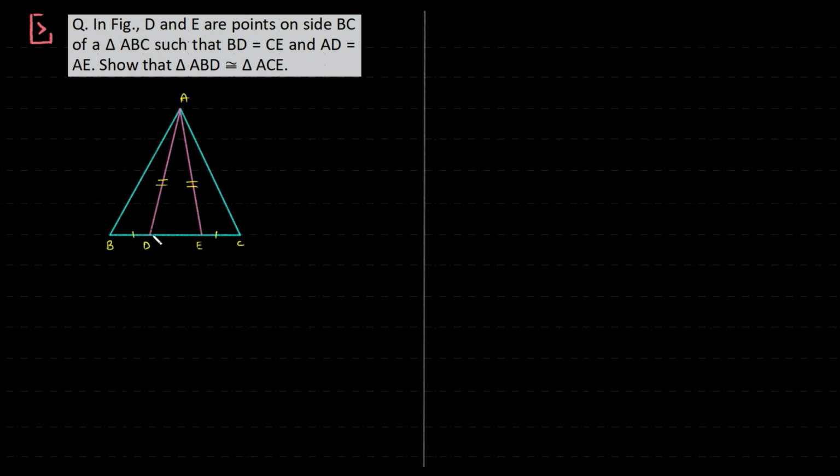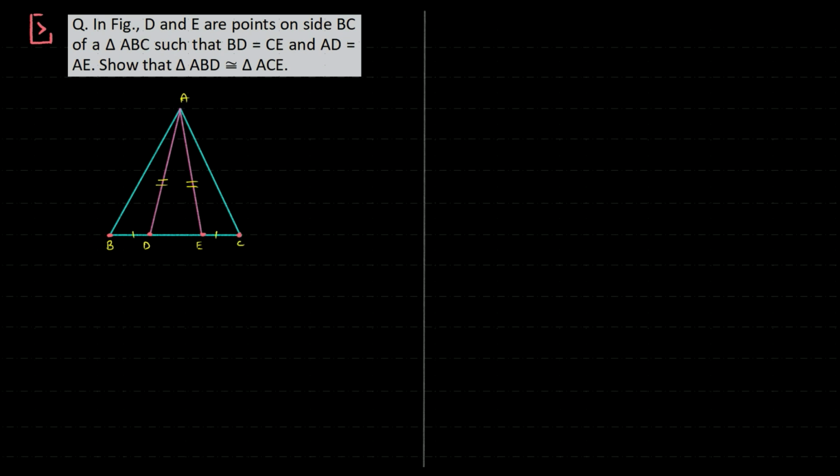In the figure, D and E are points on the side BC of triangle ABC, such that BD is equal to EC, and AD is equal to AE. We have to show that triangle ABD is congruent to triangle ACE.